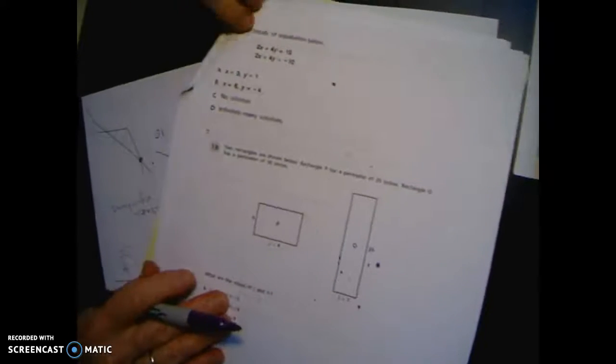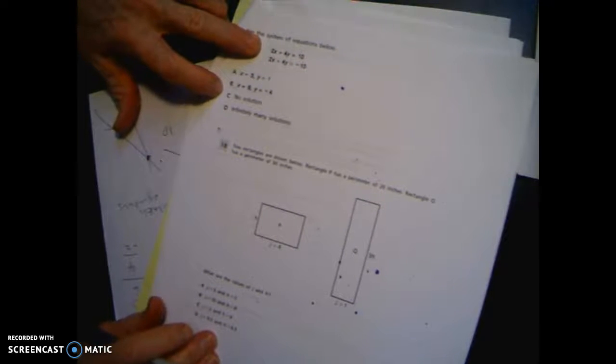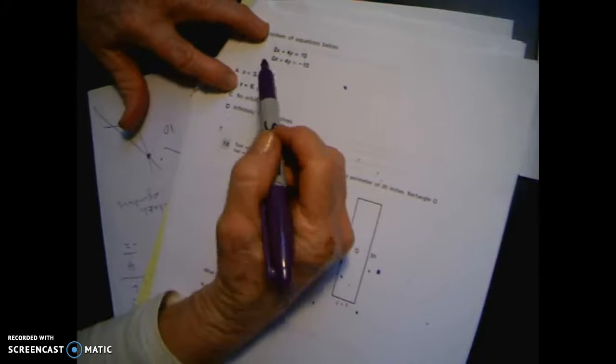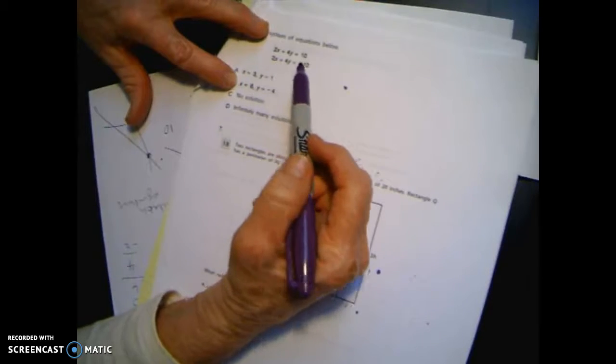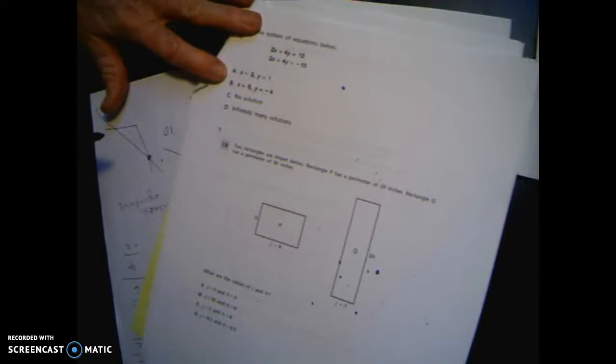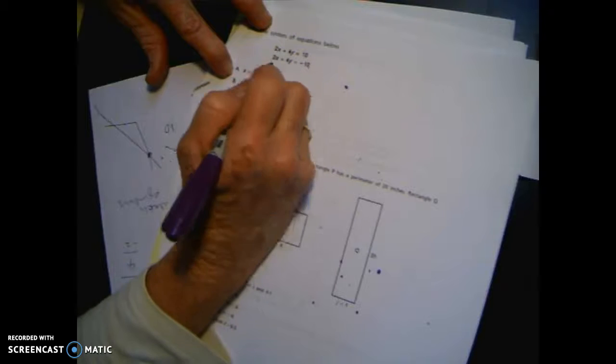Now here is one last before we start to get into the more challenging questions. It says solve the systems of equations below. And it says 2x plus 4y equals 10, 2x plus 4y equals -10. I can see right away I have a very big problem because my coefficients are the same on both of them.